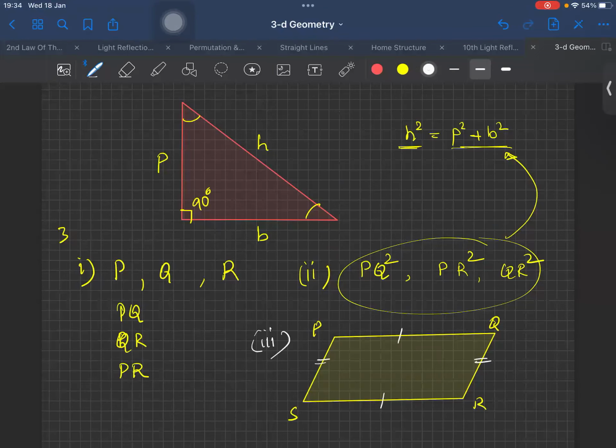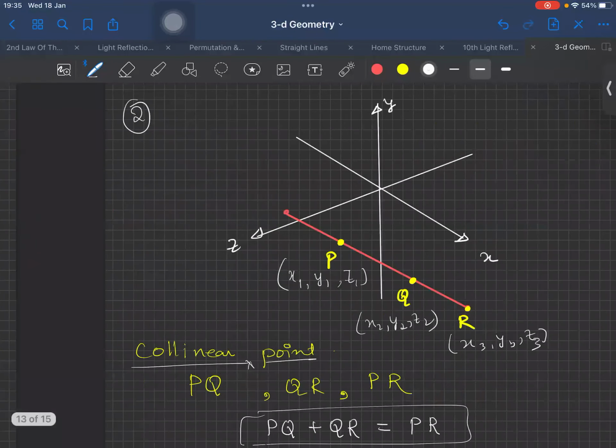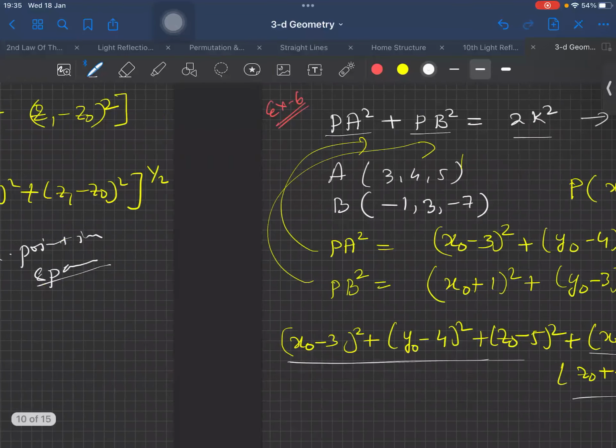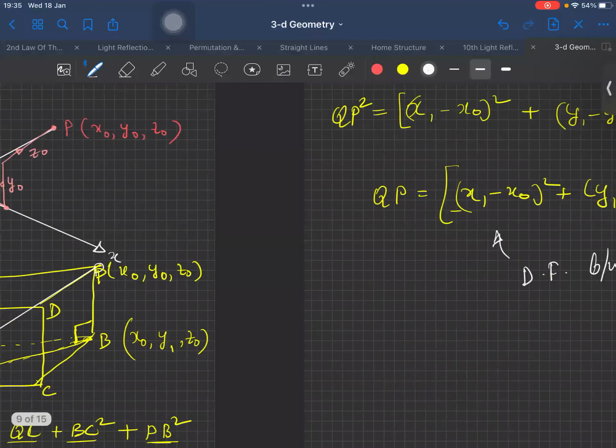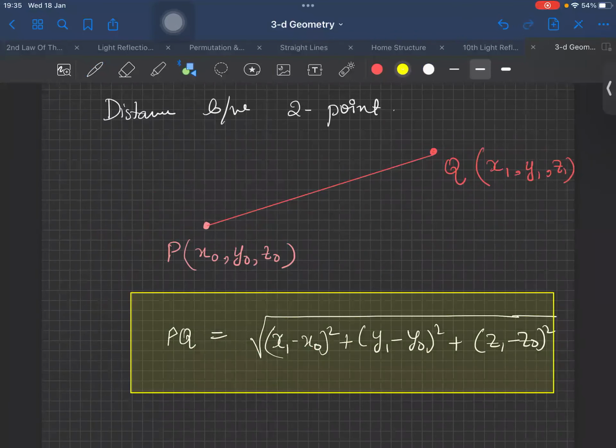It is an easy chapter, right? Relatively. You just have this one formula, which you have already studied in 2D geometry. We are simply extending this formula. So you just have to use this formula, and your exercise 12.2 will be done.